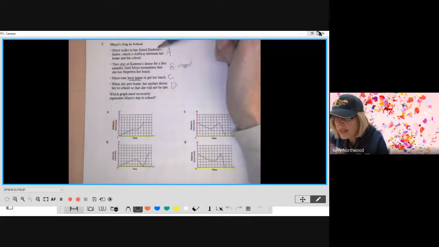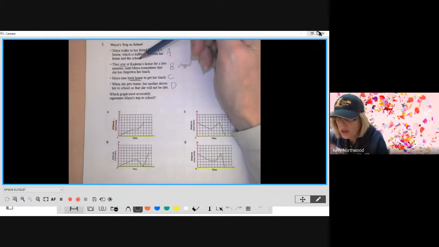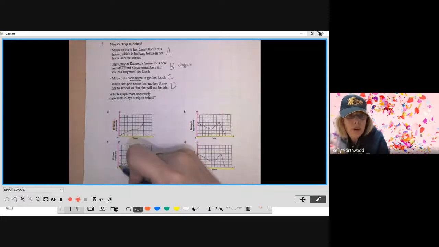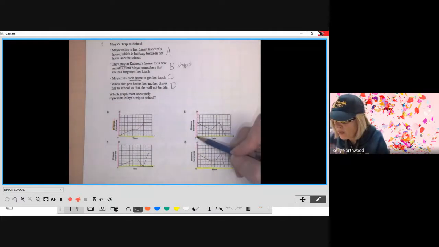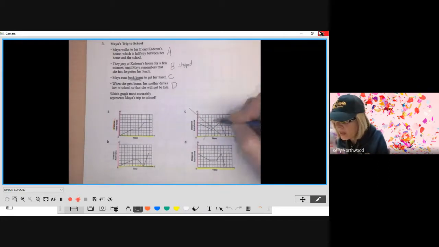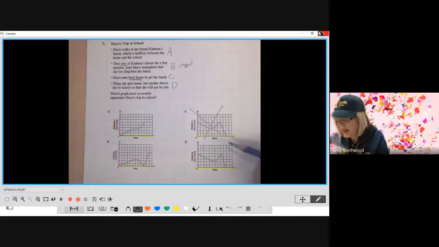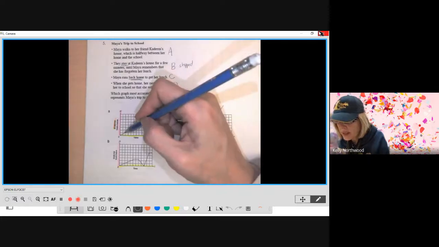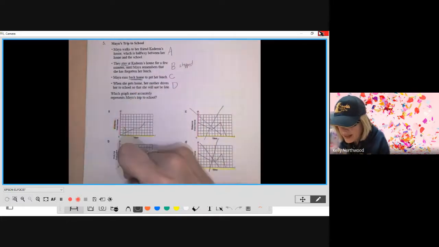So Maya walks to her friend Kadim's house, which is halfway between her home and school. So she starts at her home. So in this case, she's starting from home because her distance from home is 0. And in this case, she's starting from home because her distance is 0. But over here, she's not starting from home, she's starting away from home. So we can eliminate C as a possibility. And same thing with D, she's not starting at home, so we can eliminate this possibility as well. Okay, so Maya walks to her friend Kadim's house. So this is A, that makes sense.